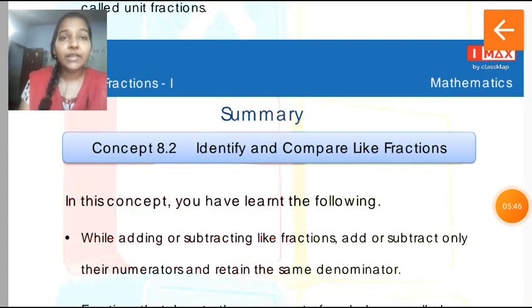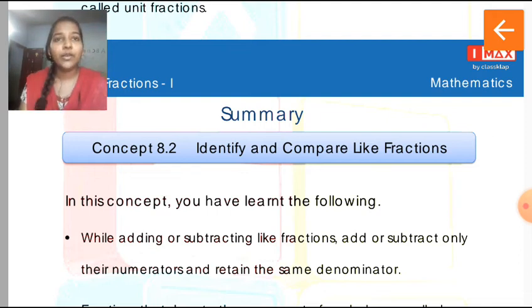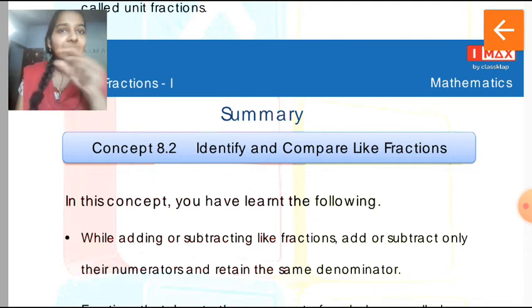Children, in this chapter, after this topic, we learn to identify and compare like fractions, isn't it? How to identify the like fractions? By looking at the denominator. If the denominators are same, then those fractions are like fractions. So, if a question is given to identify the like fractions from a given set of fractions, then you have to check which fractions have the same denominator, and that you write.